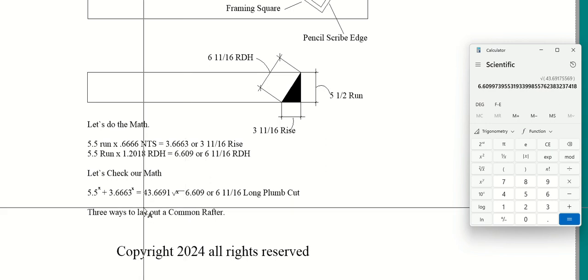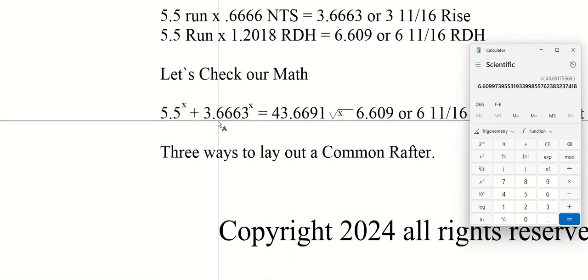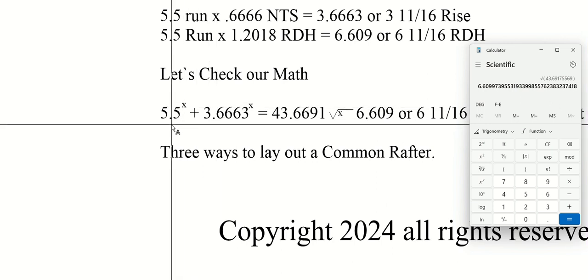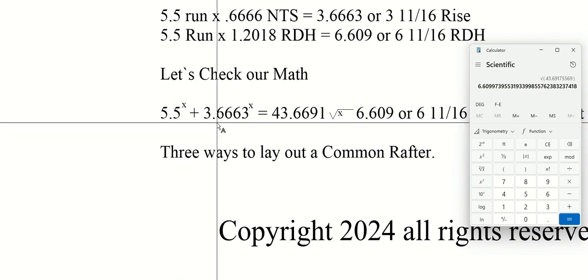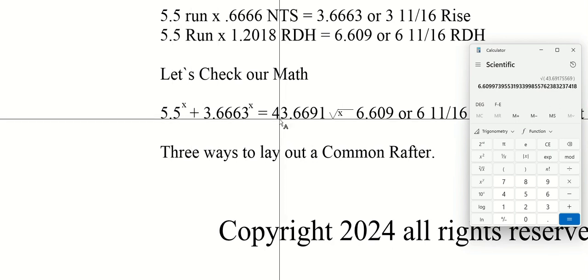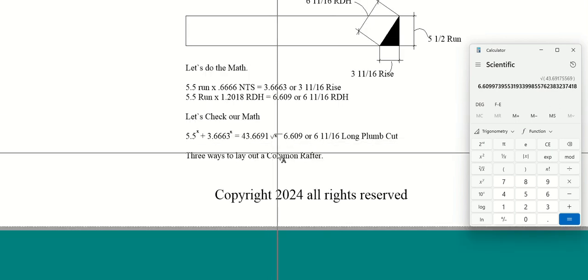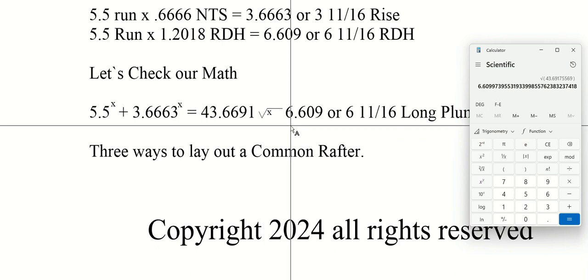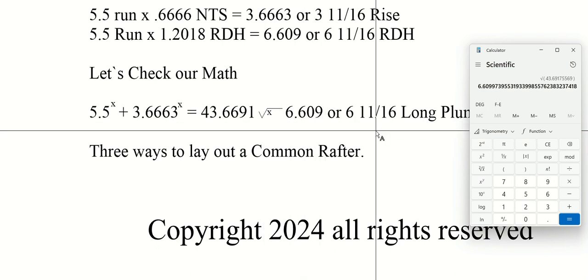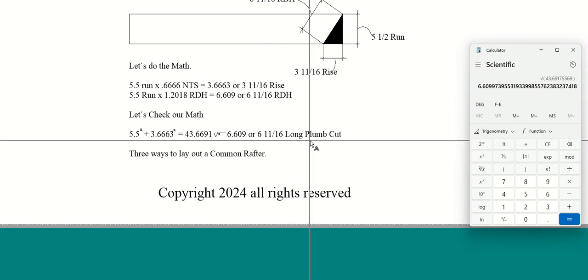6.6099. So I did it the opposite because it was already stored in my calculator. This could be here or there, it doesn't matter. 5.5 squared or 3.6663 squared, front or back, it doesn't matter. You'll still come up with 43.661. Square root 6.6099, or 6 11/16 of an inch.